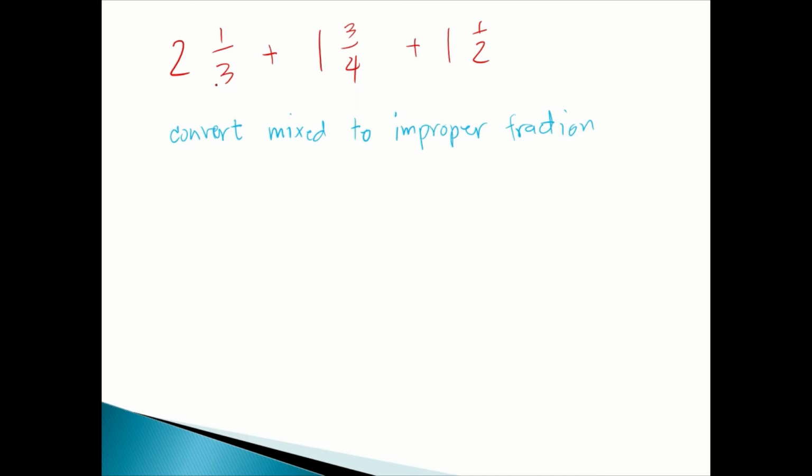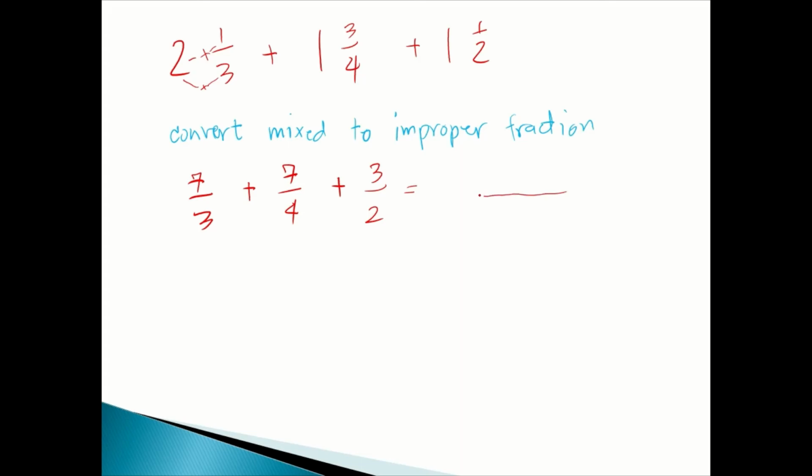As you convert, the process goes like this: 3 times 2 plus 1. So it's multiplication here and then plus the numerator, okay? 3 times 2 and then plus the numerator. And then we follow the same denominator. 3 times 2, 6 plus 1, that's 7 over 3. Plus 4 times 1, 4, plus 3, that's 7 over 4. After that, plus 2 times 1 is 2 plus 1, that's 3 over 2. We are ready to solve the following.